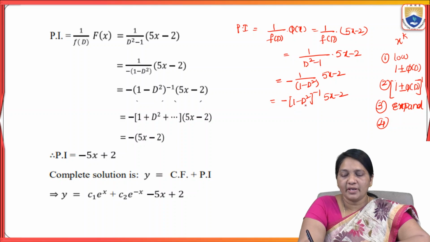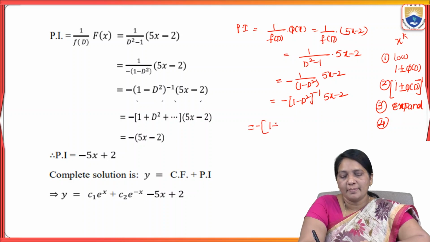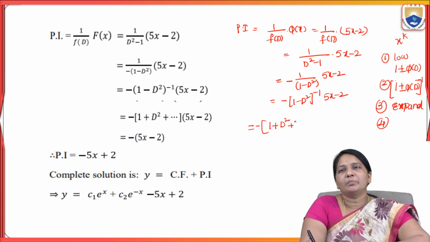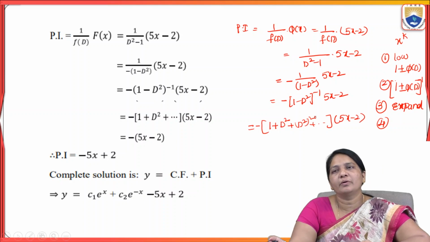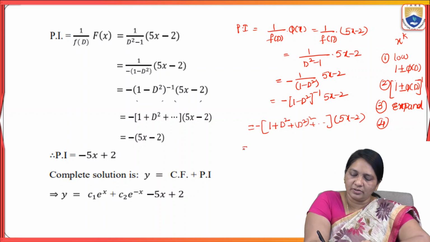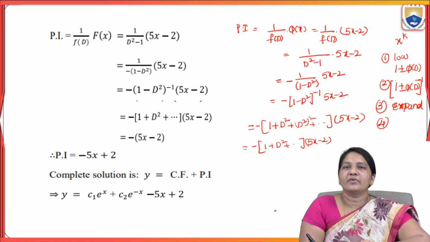Now I am having 1 minus x whole inverse. What is the expansion for 1 minus x whole inverse? 1 plus x plus x square and so on. In place of x I am having D square, so 1 plus D square plus D square whole square and so on. Here I am having the value 5x minus 2, so one differentiation is enough. For the second differentiation we are going to get 0. Based on that we write the terms: minus of 1 plus D square plus and so on, of 5x minus 2. Now I am going to apply this operator on 5x minus 2.